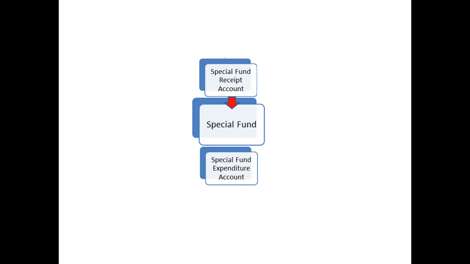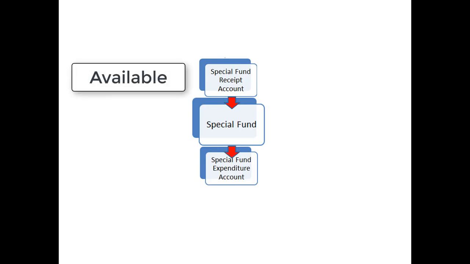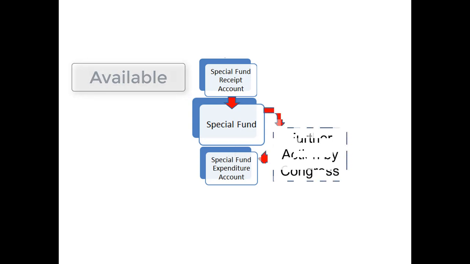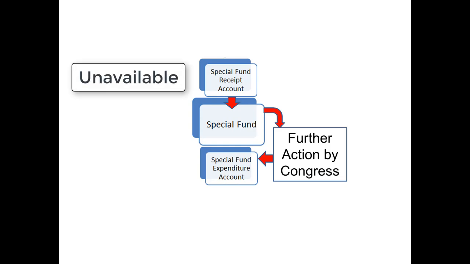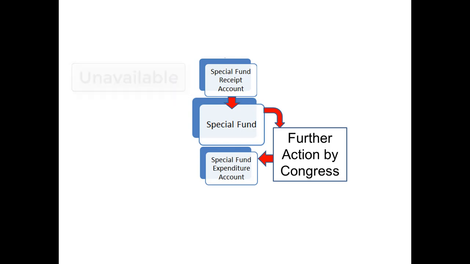Receipts that do not require further action by Congress are referred to as available and do not require a Treasury warrant. However, if further action is required by Congress, these receipts are referred to as unavailable until that action is taken, and do require the issuance of a warrant, which has to be requested.